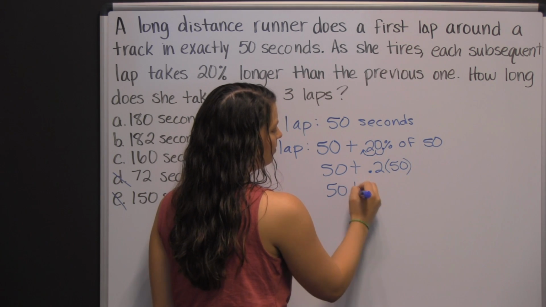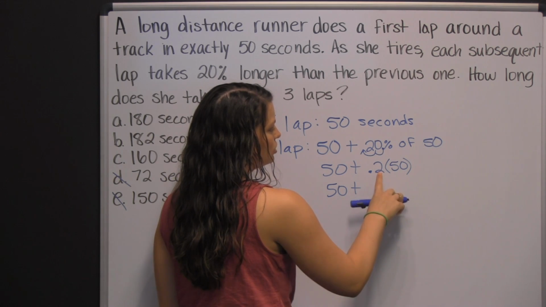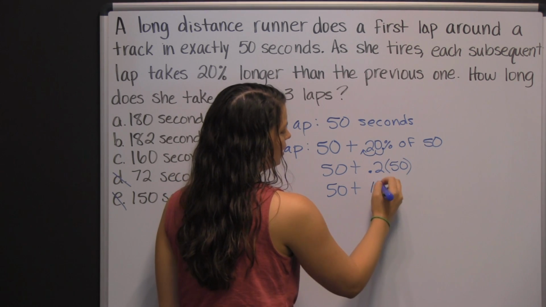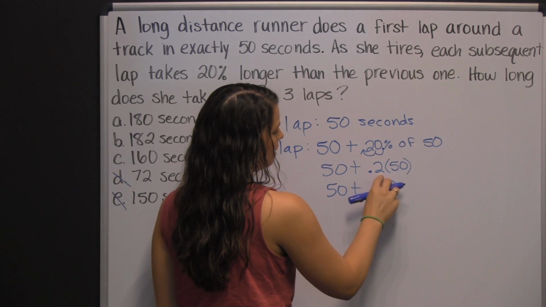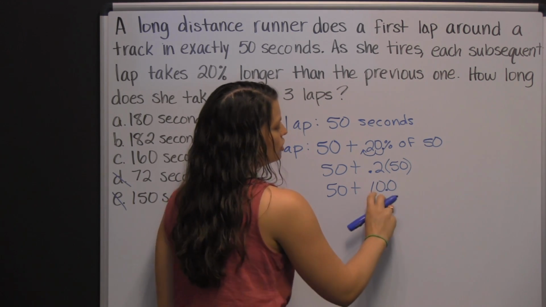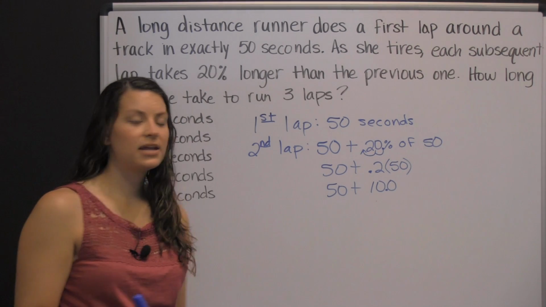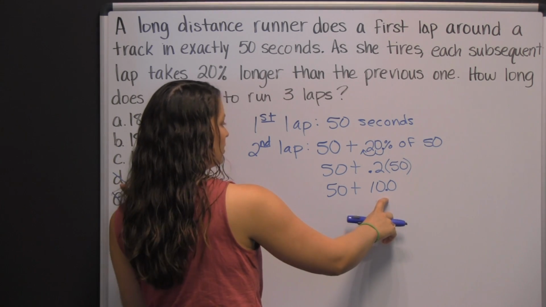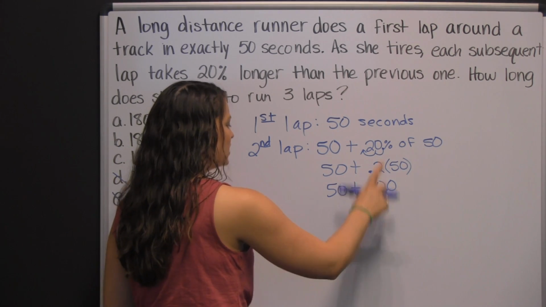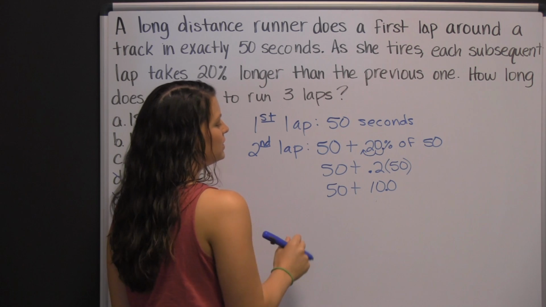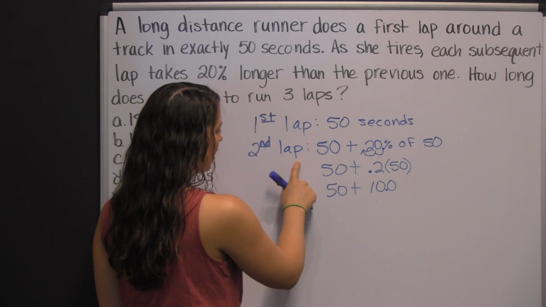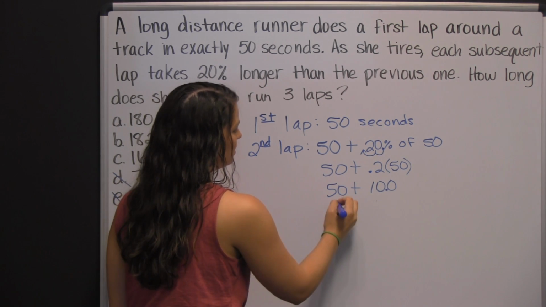So we have 50 plus 2 times 50 is 100, and then there's one number behind the decimal. So it took her 10 seconds longer, because 20% of 50 is 10, and it took her 10 seconds longer than the 50 seconds for the first lap. So her second lap took her 60 seconds.